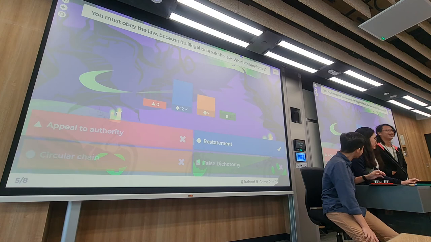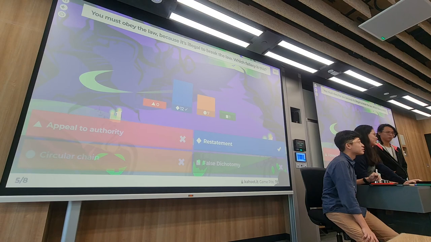Because we identify the conclusion and the premise. The conclusion is you must obey the law, and the premise is it's illegal to break the law. And we realize that we are actually paraphrasing the same thing, because anything that's law means that if you don't follow it, you disobey, then it's illegal. So yeah, it's a misstatement.